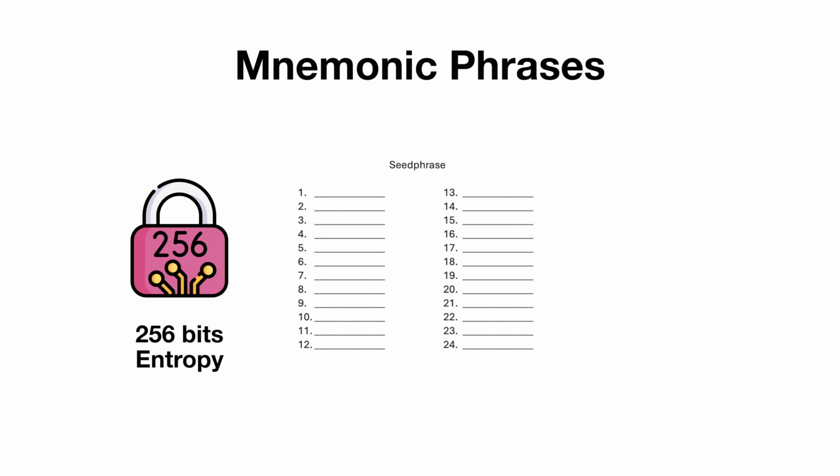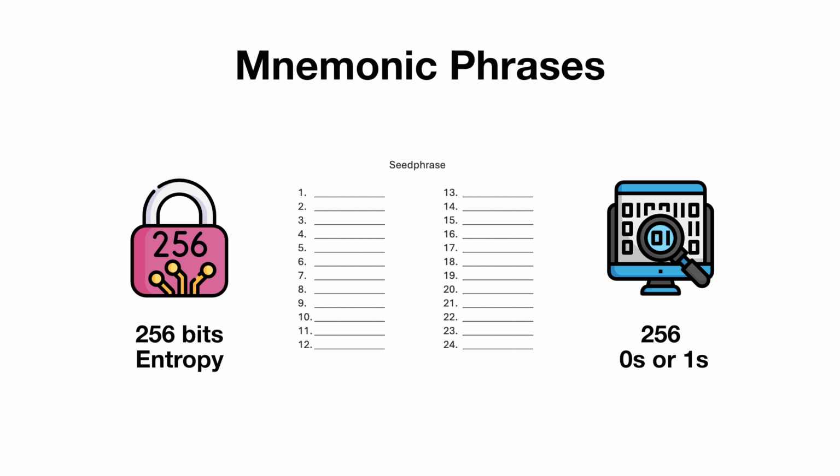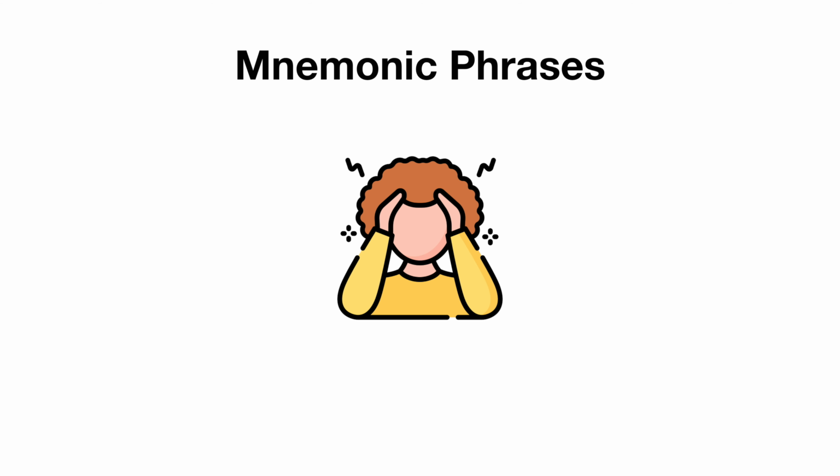To visualize this, think of it as a list of 256 bits, each of which can be either a 0 or a 1. This means there are 2 to the power of 256 possible combinations, as each bit doubles the number of potential outcomes. This astronomical complexity makes it virtually impossible for anyone to guess or brute force your seed phrase. Since this is very complex for people without a computer science background, here's how it works in simple terms.